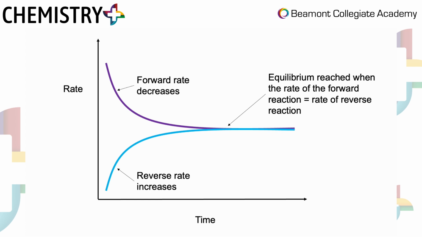Here's a graphical representation of this. We have a decreasing curve showing the forward rate decreasing, and we've got an upward curve showing the reverse rate increasing. Equilibrium is reached when the rate of the forward reaction equals the rate of the reverse reaction.